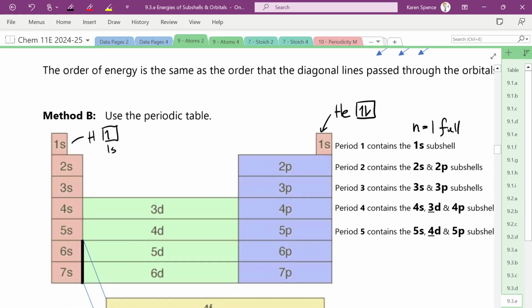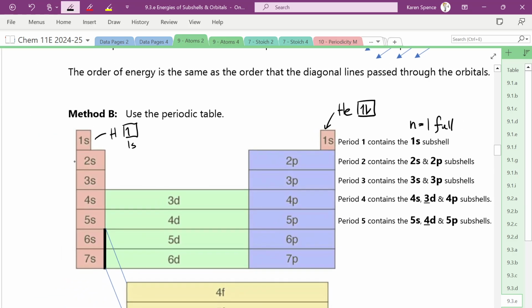2s, over here, I'm just drawing the last electron, okay? Lithium has 1 electron in the 2s subshell, and beryllium has 2 electrons in the 2s subshell. And then the 2s subshell is full. Yeah? So what do I need to start on after the 2s? I need to start on the 2p.